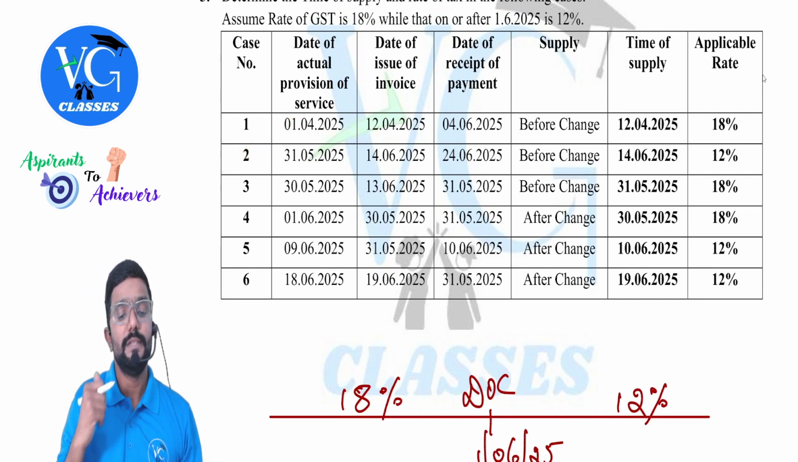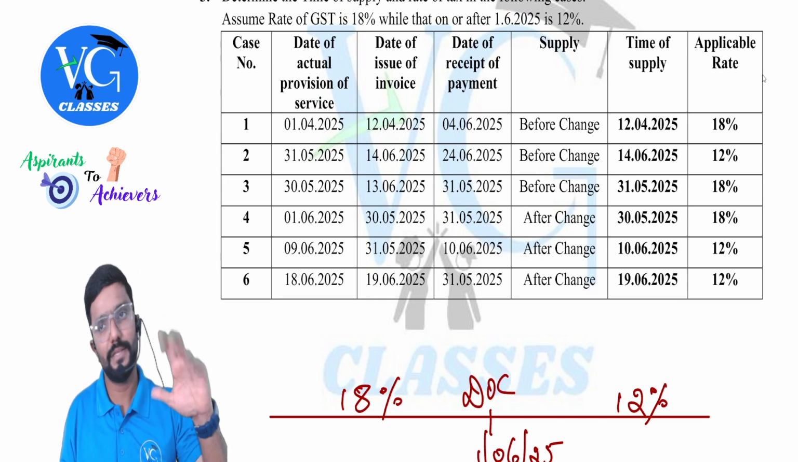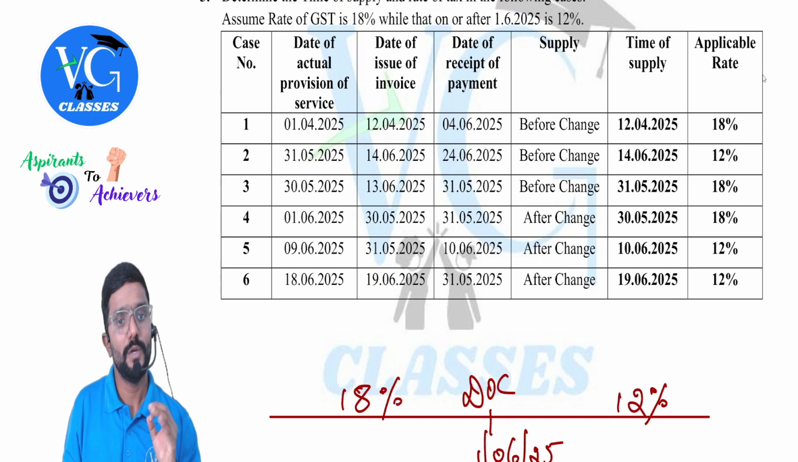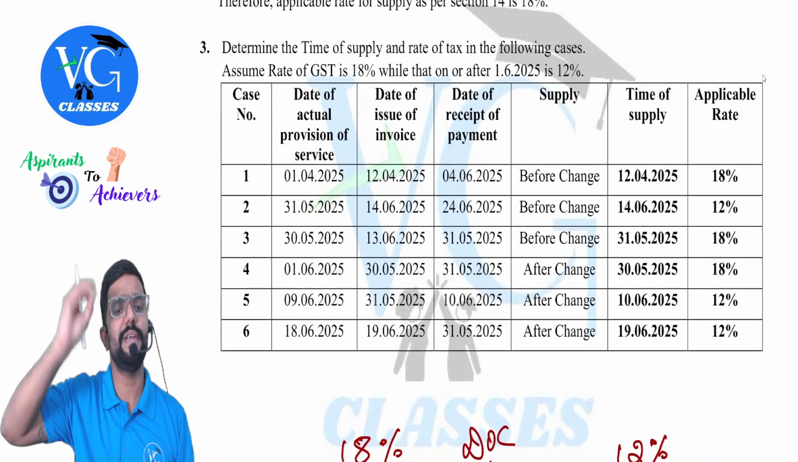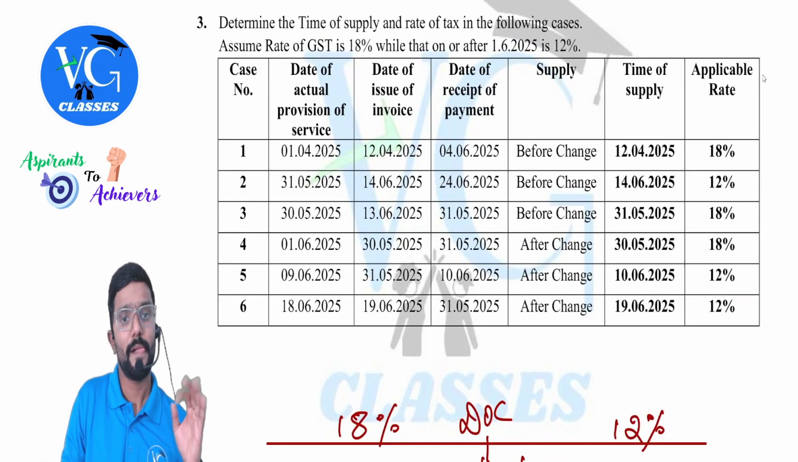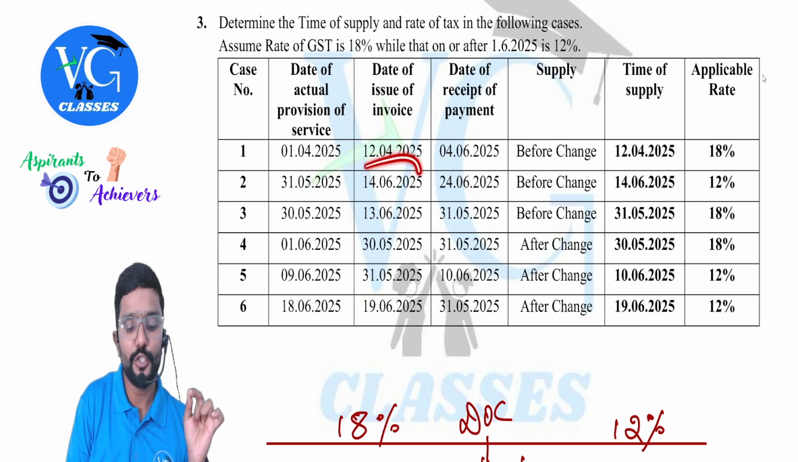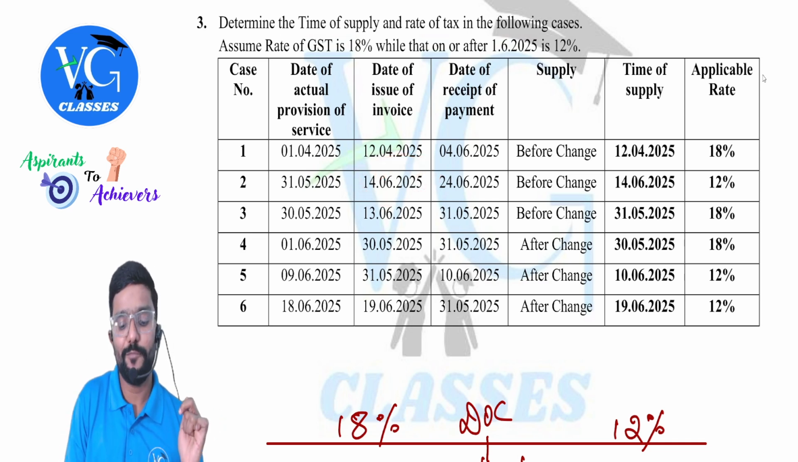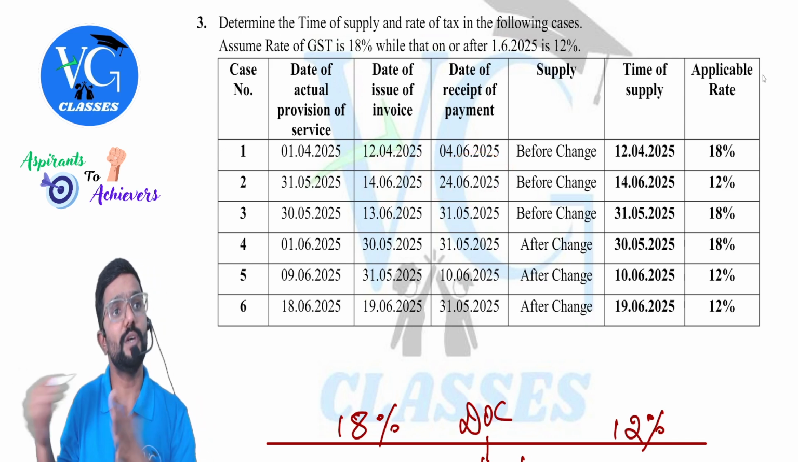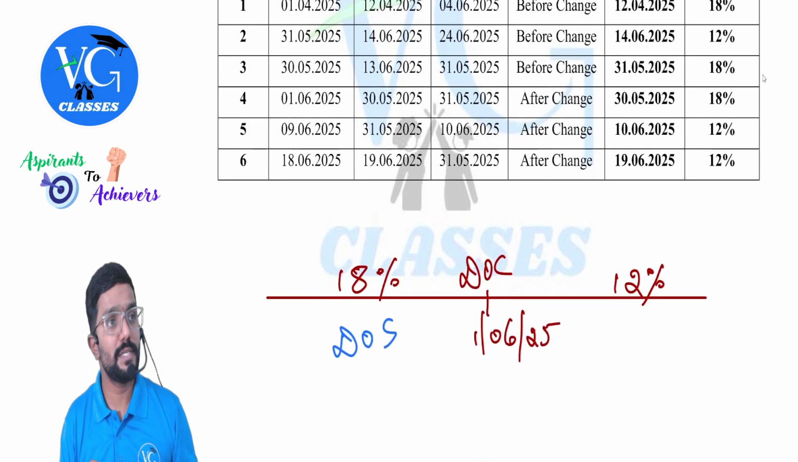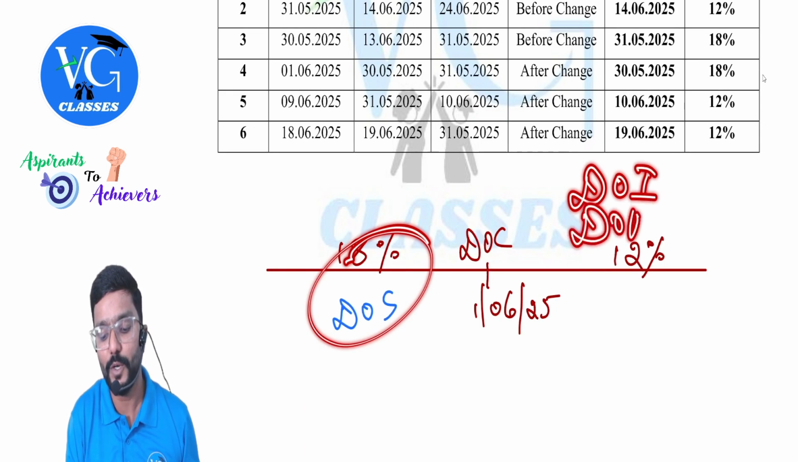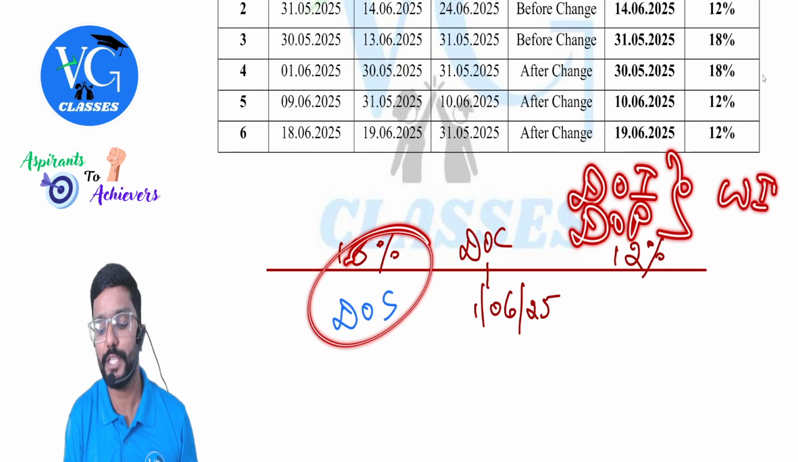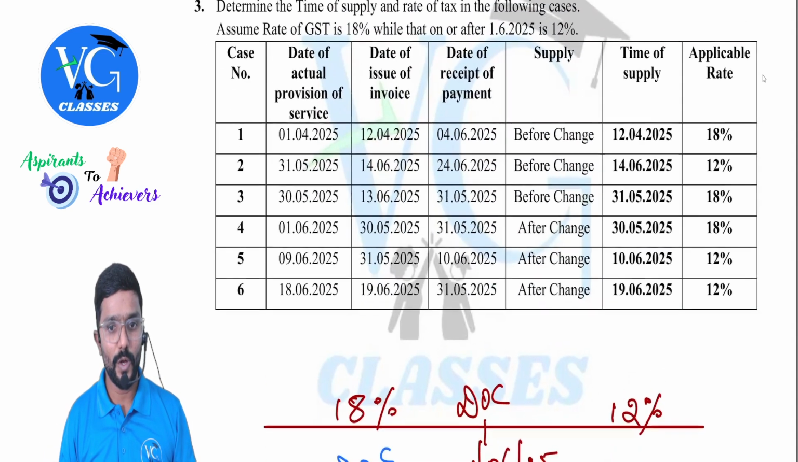Second case, the date of actual provision of service, in simple, the date of supply, guys, 31st May. That means date of supply is before the change, just 1 day before. Is it counted? Yes. Invoice is on 14th June, after. Date of receipt of payment is 24th June, after. Both are after. Please be careful. Supply is before, whereas date of invoice as well as date of payment, both are after. So what should I take? Whichever is earlier, guys.